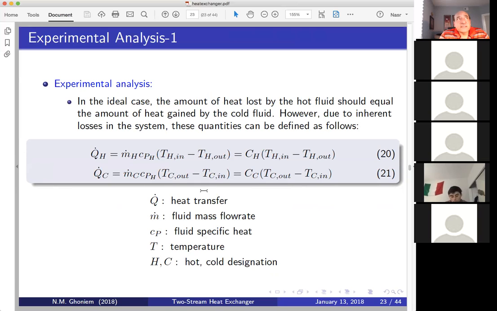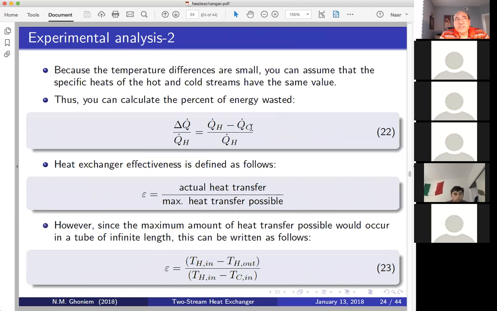The heat balance is, so I'm just summarizing the experimental analysis. Now the first step is the heat balance. Q dot hot is m dot C sub P times T hot in minus T hot out. We know all these quantities from measurements, so that we can calculate this and this and see the difference between them divided by any one of them, either Q dot hot or Q dot cold.